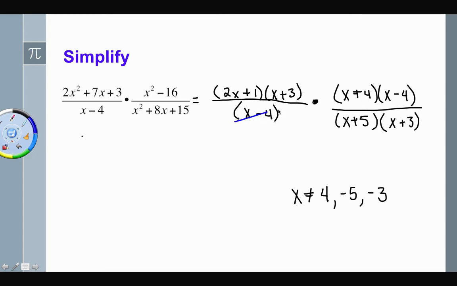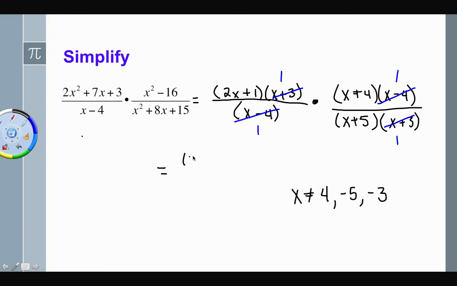So here I have x minus 4 and an x minus 4. I have an x plus 3 in the bottom and an x plus 3 in the top. And that looks like the last that I can cancel. So I'm going to write my final statement here.